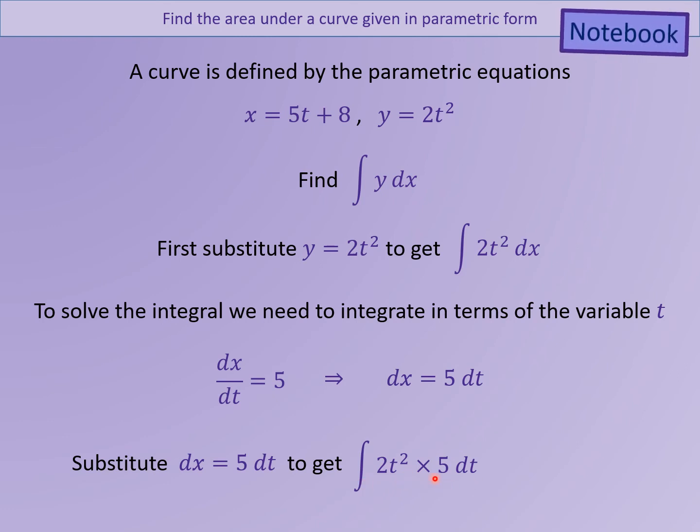2 times 5, 10t squared dt. What does 10t squared go to? The power increases by 1, so it's 10t cubed over 3. So that's where this part comes from, 10t cubed over 3 plus the constant of integration. And if they want it in the form x's, then of course you can rearrange and substitute that back in. But there's no reason for them to do that. Okay, no reason for you to do it automatically. But you can rearrange it, you can write it in the forms of x or y if you needed to.